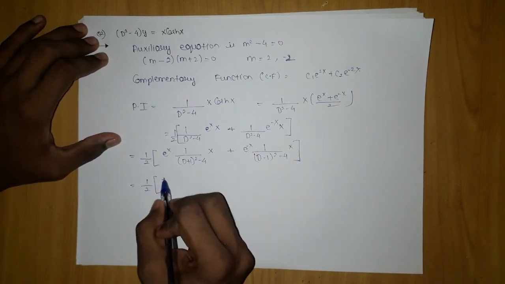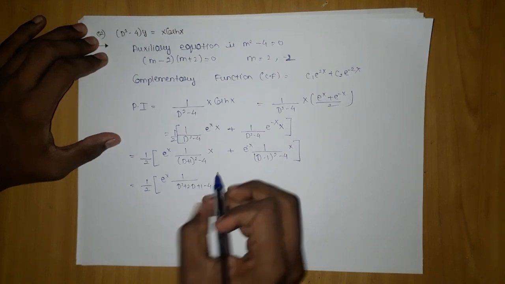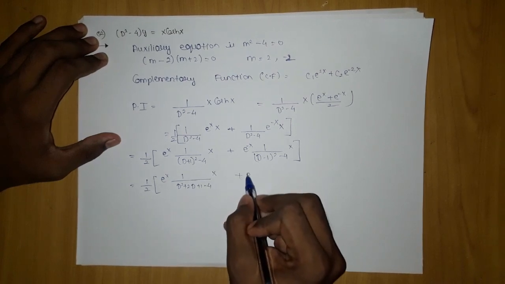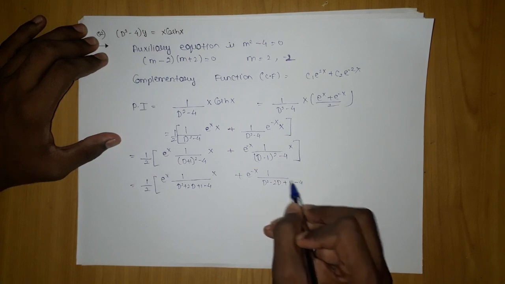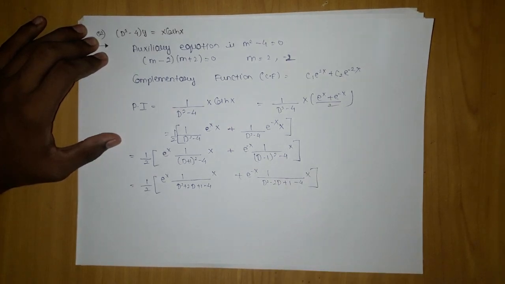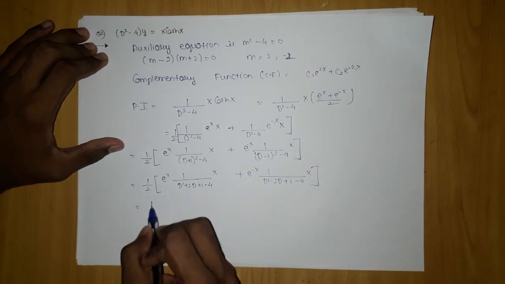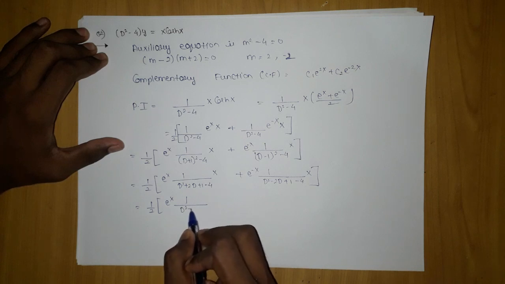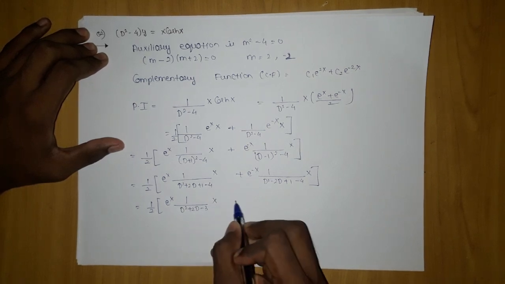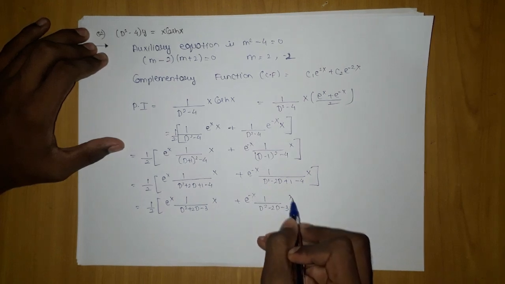Using that thing. First, e to the power x 1 by D square plus 2D plus 1 minus 4 into x, plus e to the power minus x 1 by D square minus 2D plus 1 minus 4x, bracket close. So here what we are seeing, here it is minus 2D, here it is plus 2D, the only difference. So 1 by 2 will be as it is, e to the power x 1 by D square plus 2D minus 3 x, e to the power minus x 1 by D square minus 2D minus 3 x.